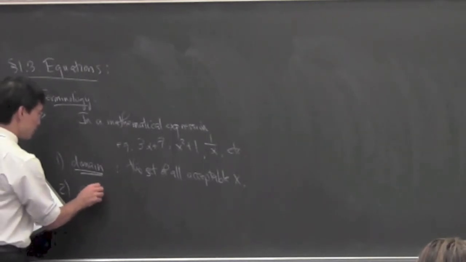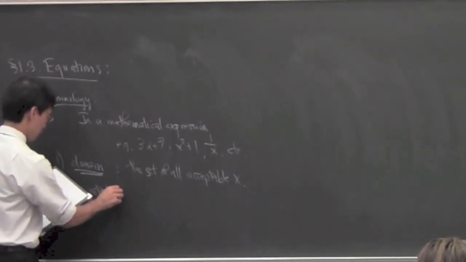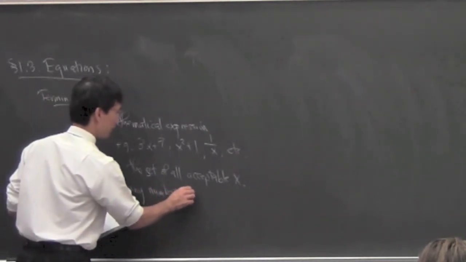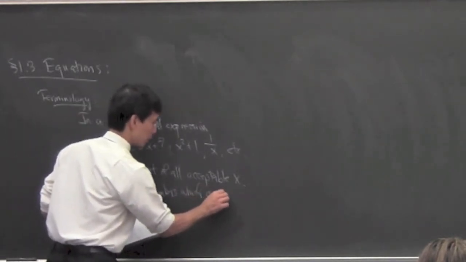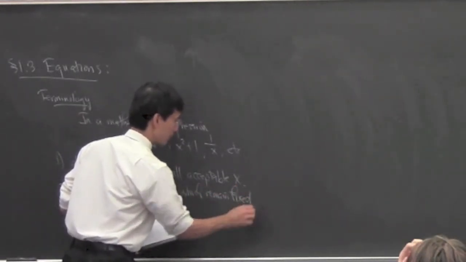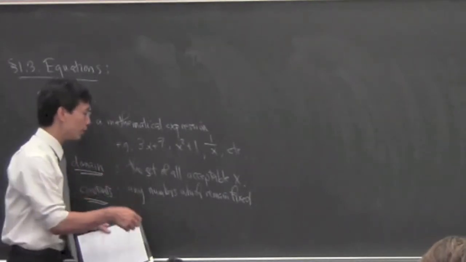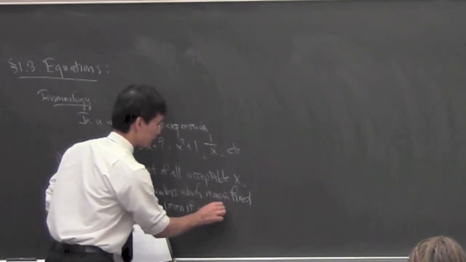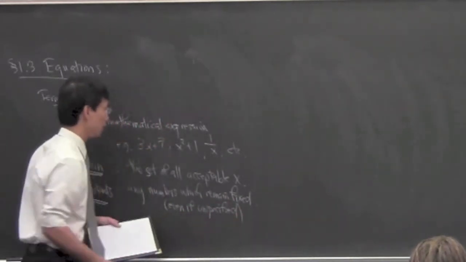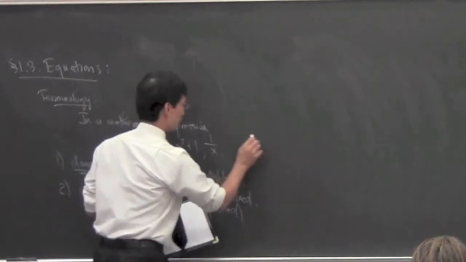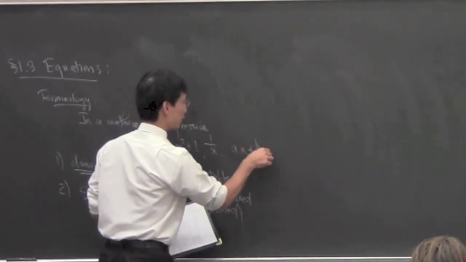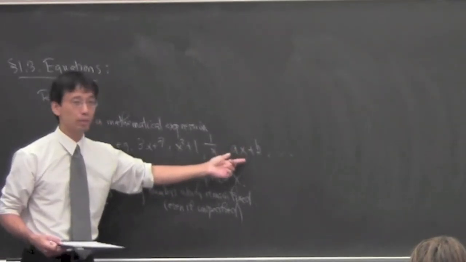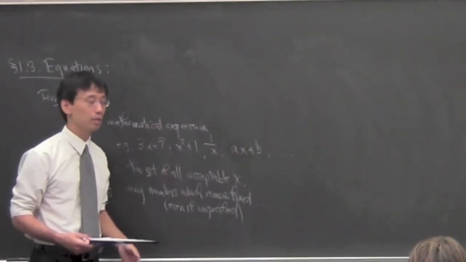We call constants any numbers which remain fixed, even if we don't know them, even if unspecified. So you could have something like ax plus b, and the a and b are fixed. Those a and b are constants, even though we don't know which constants they are.